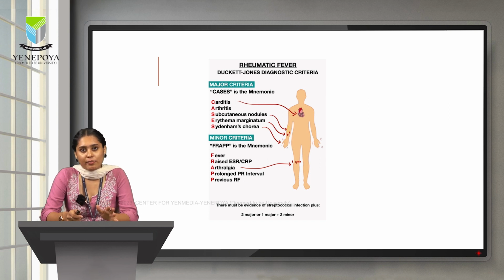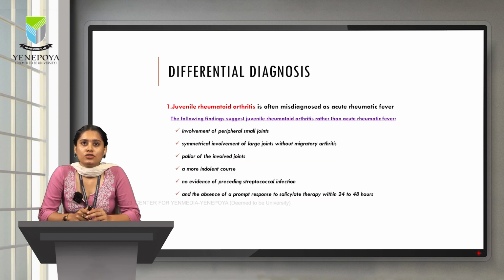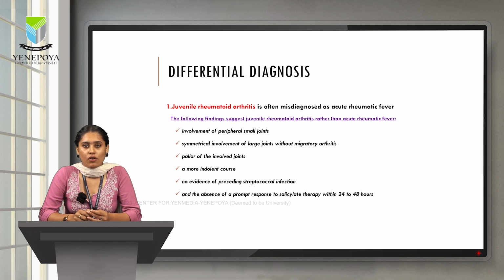If you can remember this, it's well and good, because this is a very important question which can come from rheumatic heart fever, that is the Jones criteria. So it will be easy to remember CASES and FRAP. Now, the differential diagnosis of this condition. Differential diagnosis is nothing but what are the other possibilities of having the condition. First one is juvenile rheumatoid arthritis.